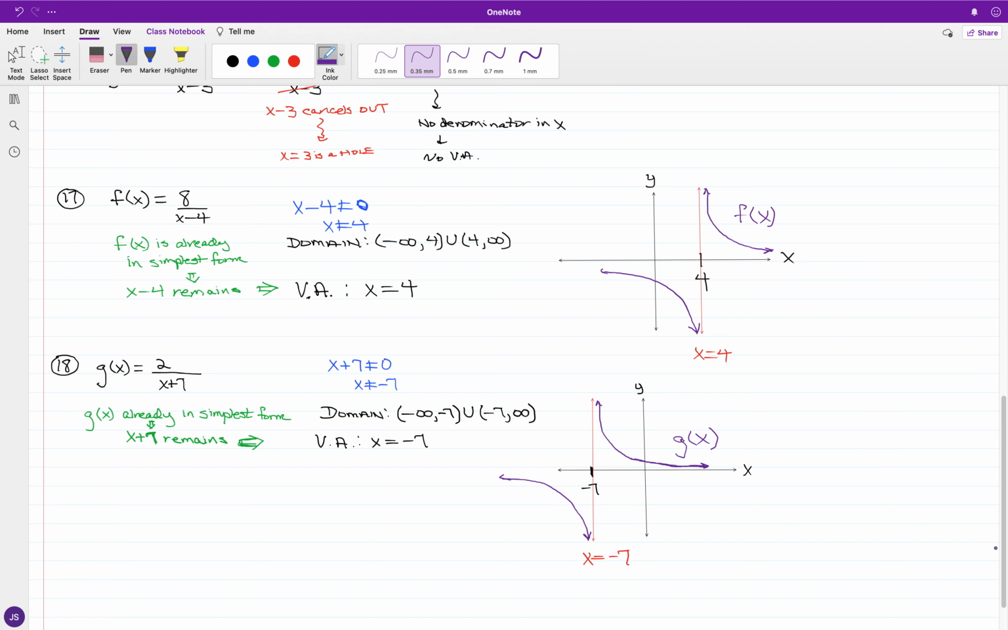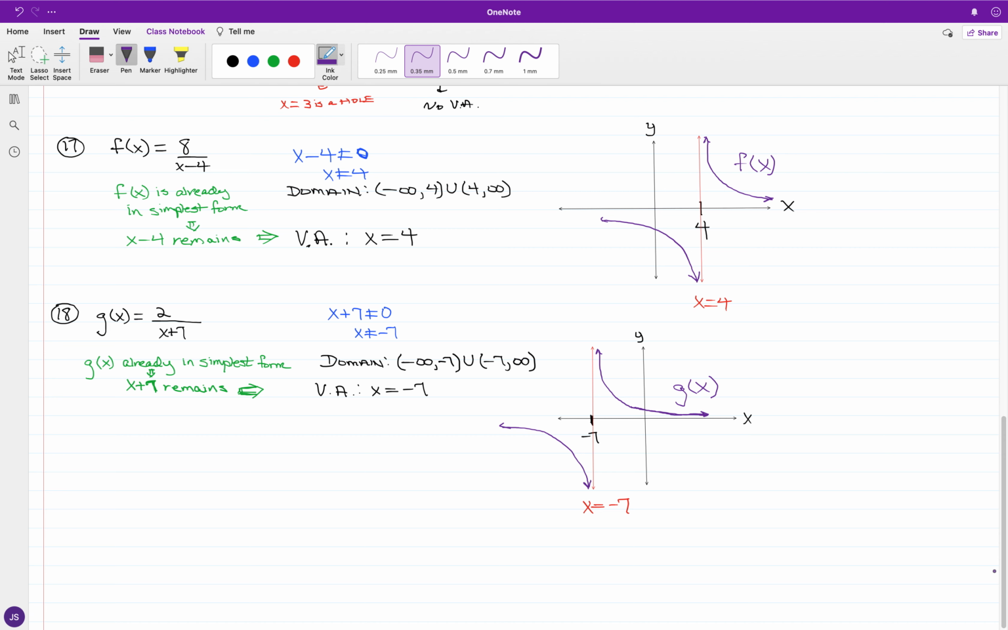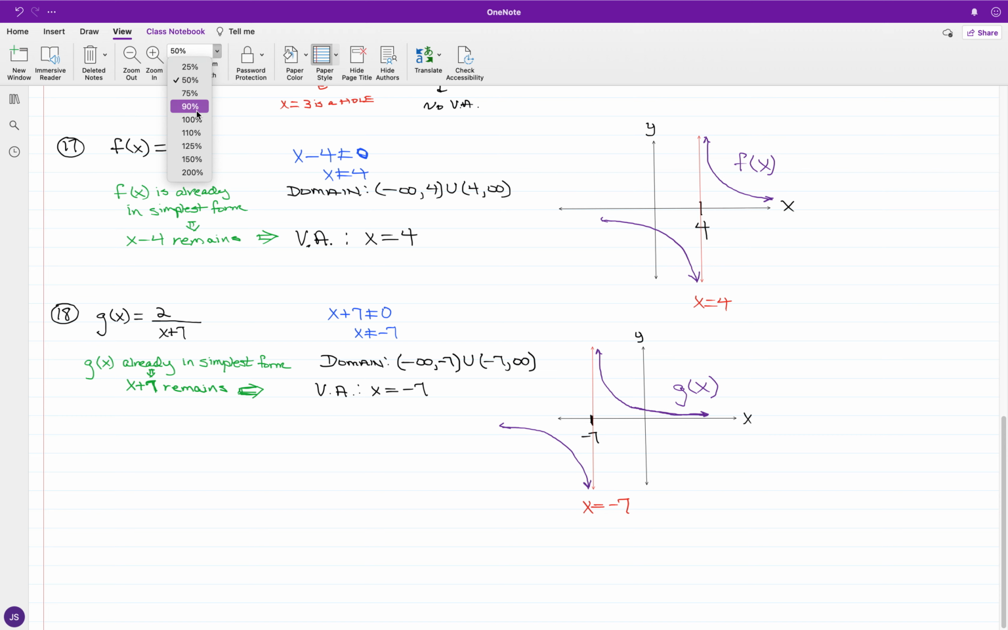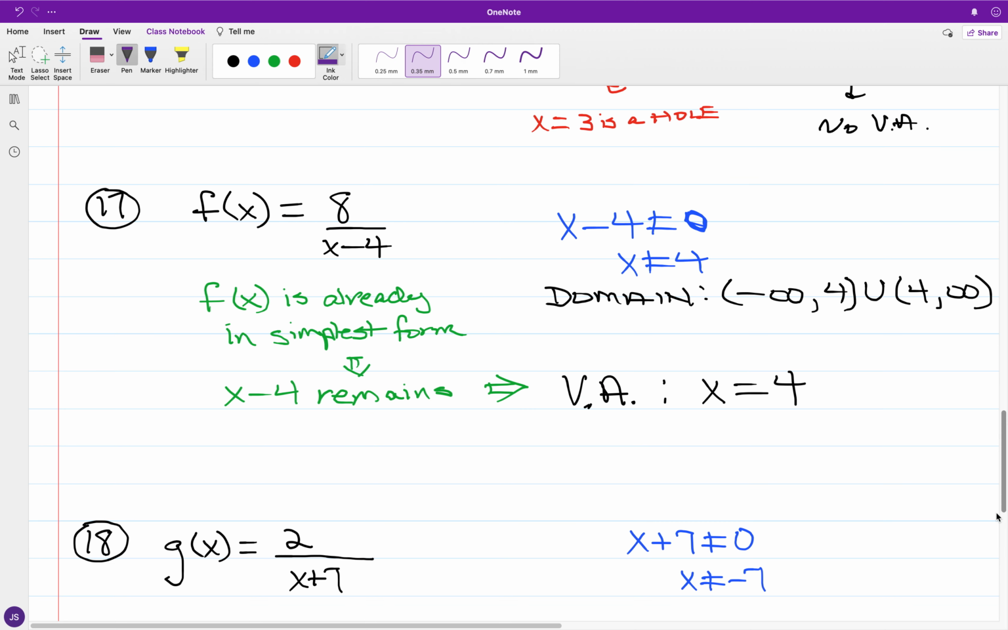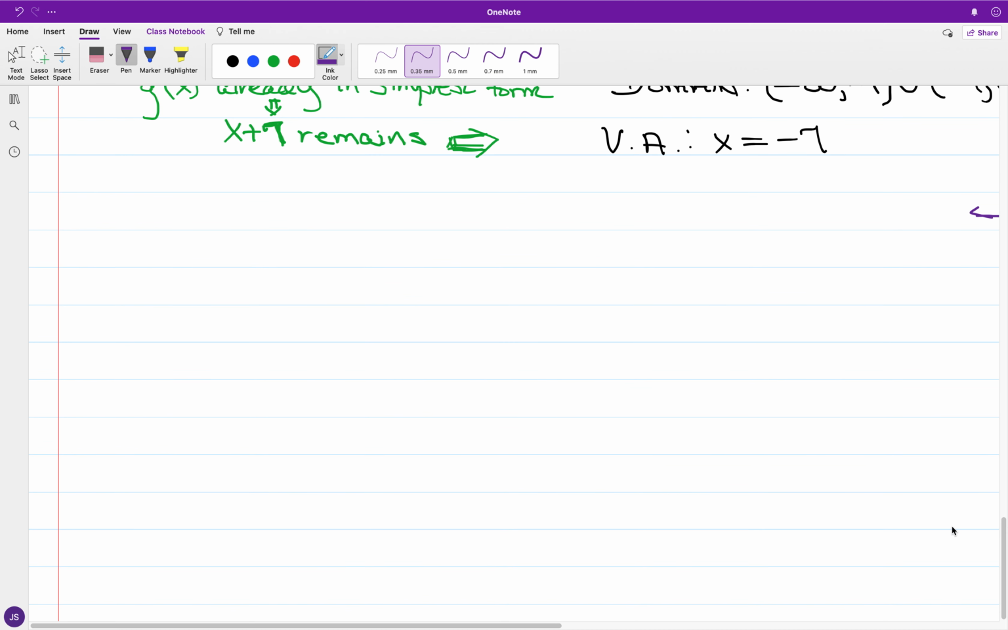Now for the next item, number 20. You're looking at a function k of x equal to x plus 2 all over 3x squared plus 8x minus 3. In this one, we're going to expand the model a bit, and let me give you just a little bit of a backdrop. With the denominator, we have 3x squared plus 8x minus 3.